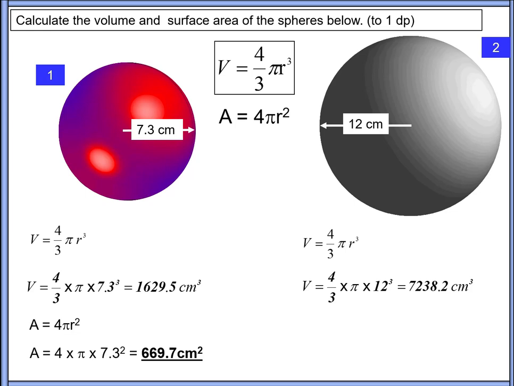To one decimal place. Area equals 4 pi r squared. Again, the radius is 12, so we plug that into our calculator and that gives us 1,809.6. So I want you to click pause and write these down as examples. You don't have to draw the spheres, just write these down as examples.